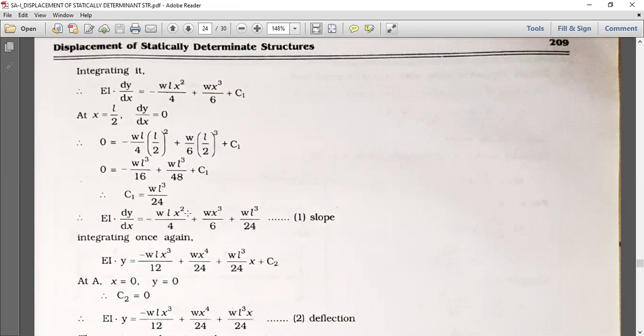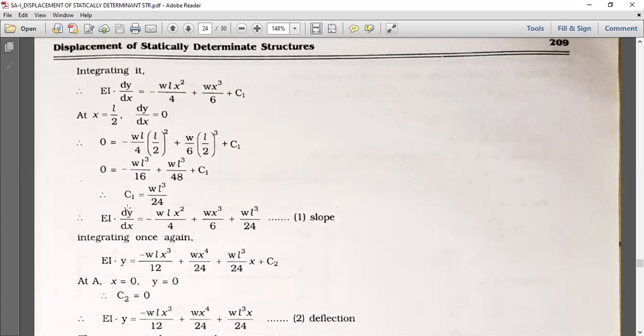Take limit 0 to L by 2, or take x is equal to L by 2, dy by dx is equal to 0. Simplifying all this, we have the final answer C1 is equal to W L cube divided by 24. Put the C1 value in this equation. We have EI dy by dx is equal to minus W L x square divided by 4 plus W x cube divided by 6 plus W L cube divided by 24, which is the equation of slope.